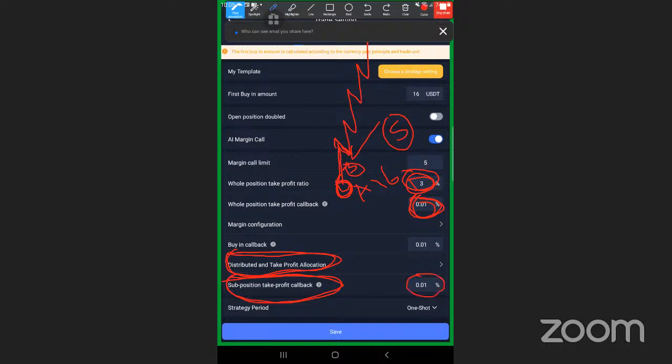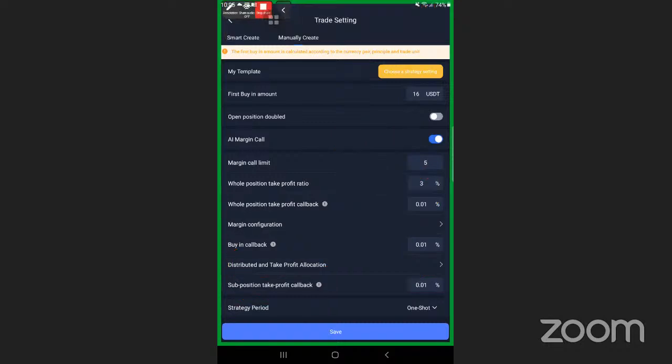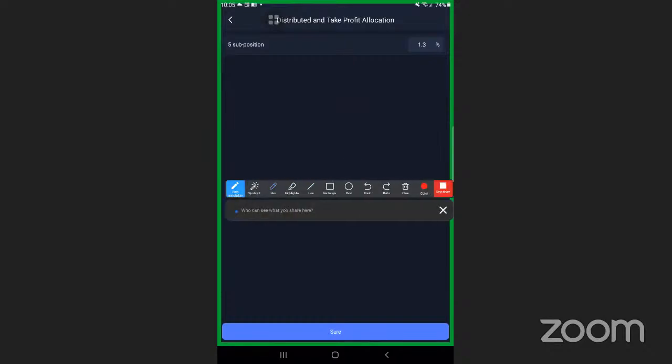Are we together? So for us to know, when you tap here on the distributed and take profit allocation, can you see the take profit for margin call number 5? Can you see it? Here it is. That's why I'm saying margin call number 5 is sold separately, independently. It has got its own take profit. So this is default. We don't change anything here because we don't want the robot to take long to sell margin call number 5. That's why we are putting an affordable take profit, because our main profit is the 3%.